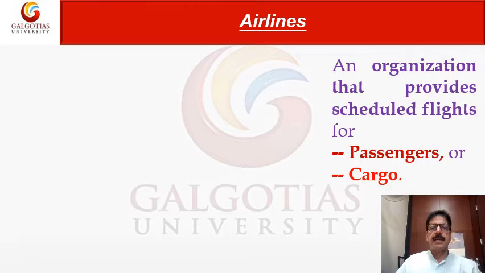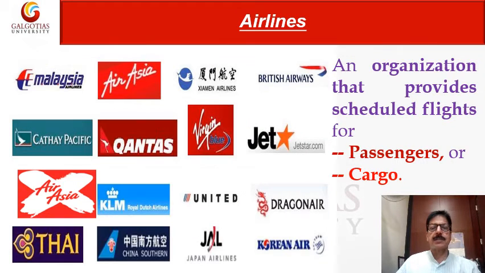Then there are various airlines and organizations that provide scheduled flights for passengers or cargo. We have various types of airlines: Malaysian Airlines, Air Asia, British Airways, Qantas, Virgin, Thai. All these are a few examples which are shown.